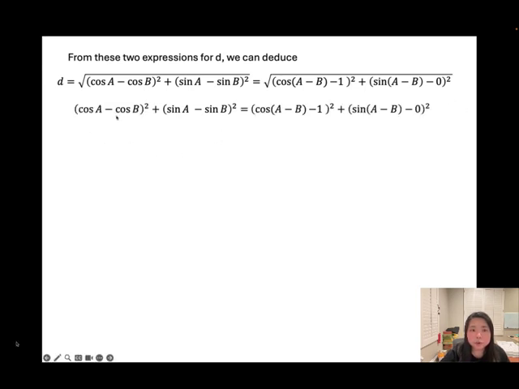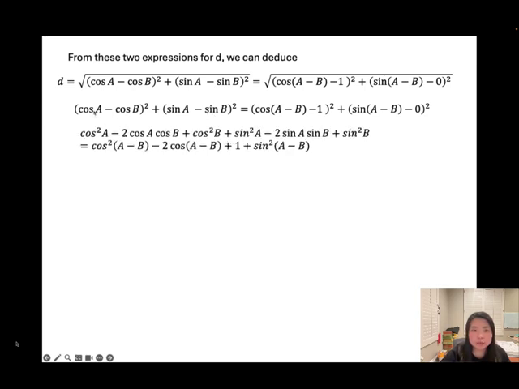Now, I'm gonna distribute it one by one. Okay, remember the formula (A − B)² is equal to A² − 2AB + B²? I'm gonna expand it for this guy and also this one.